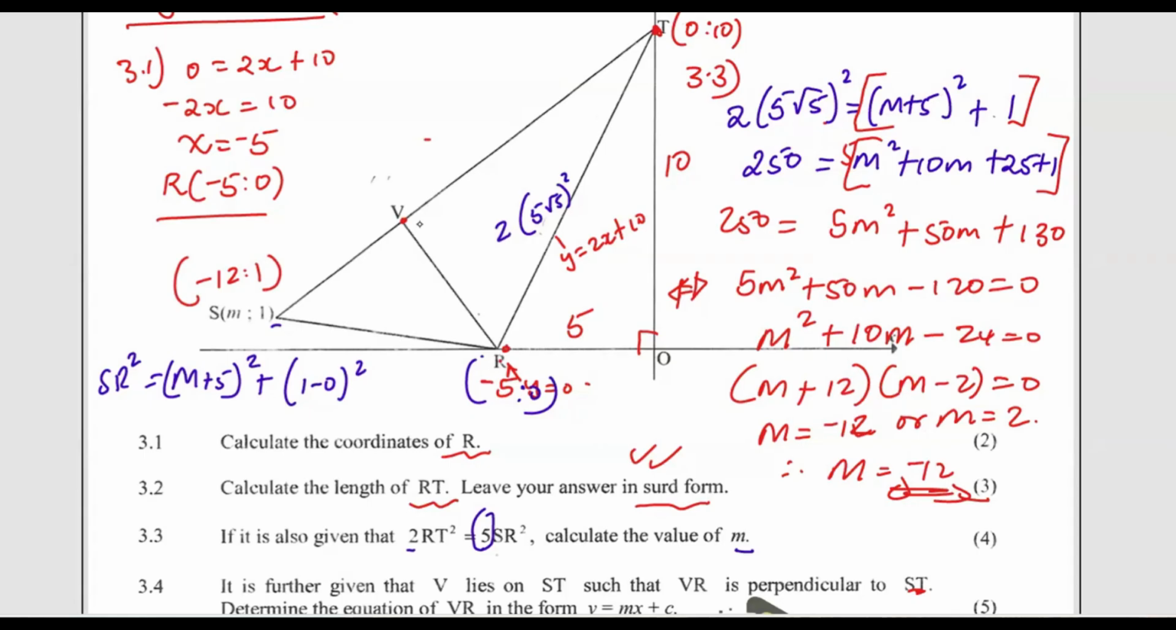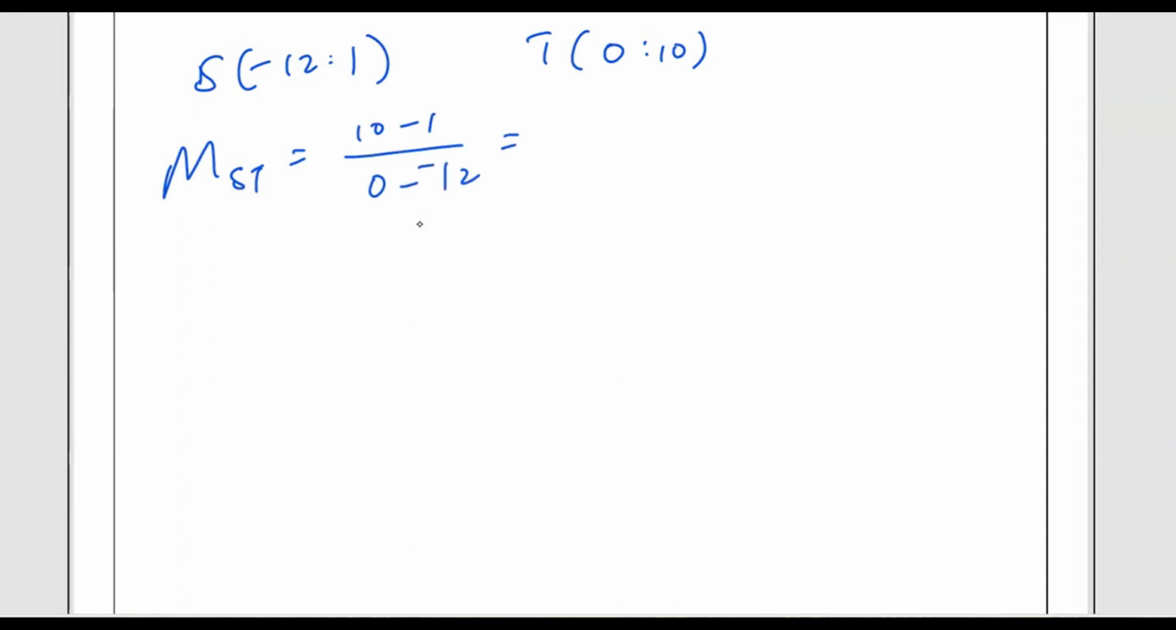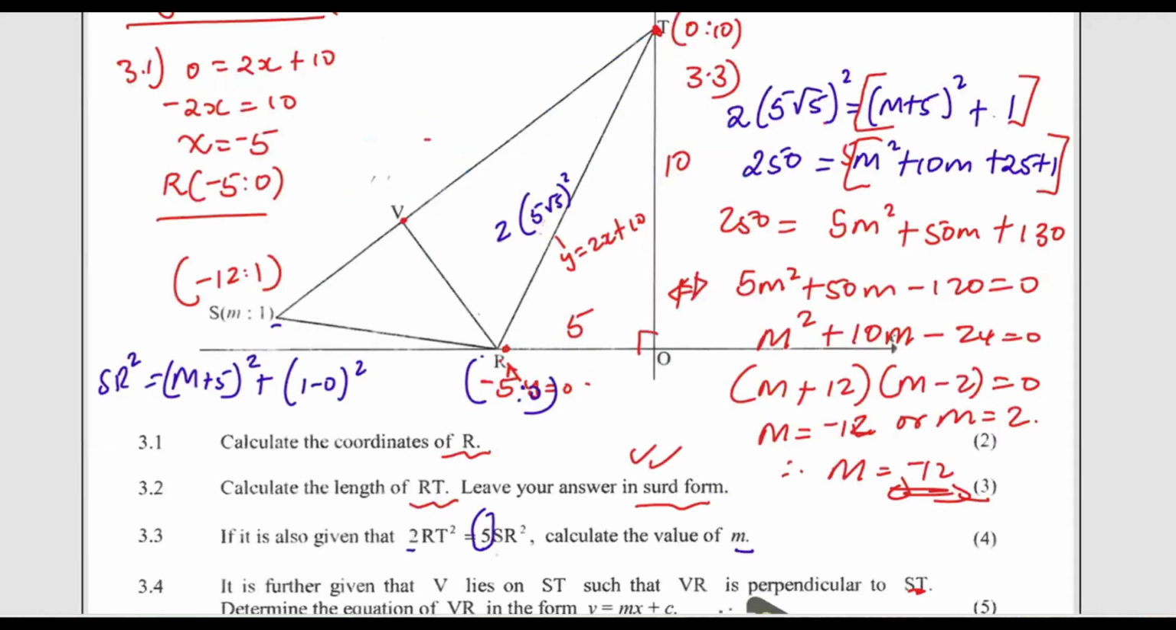So we can find the gradient of this line, ST. Okay, let me put it aside. So we said S is (-12, 1) and T is (0, 10). So the gradient of ST is going to be 10 minus 1 over 0 minus -12. Gradient is change in y over change in x, meaning that we have 9/12, which becomes 3/4. That's the gradient of the line ST.